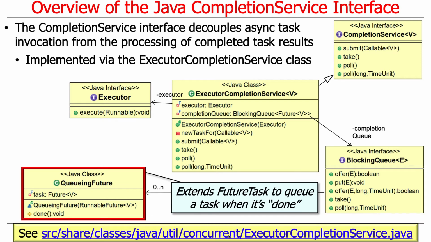And then there's also something called a queuing future, which is a subclass of future task. We'll talk about future task shortly. And that's used to queue up a task when it's finished. So when the task is done, like a two-way task is done, the queuing future is used to queue this up in the blocking queue.